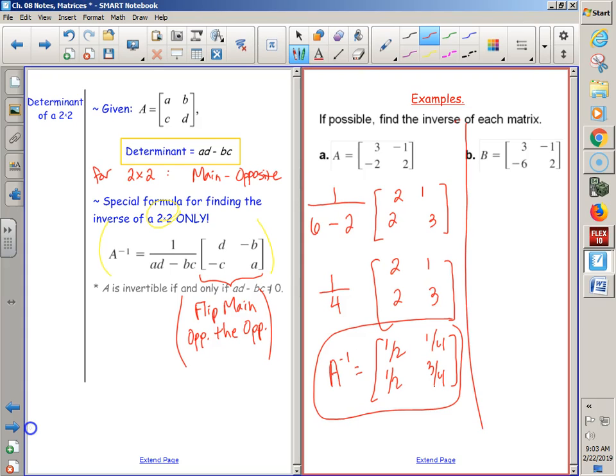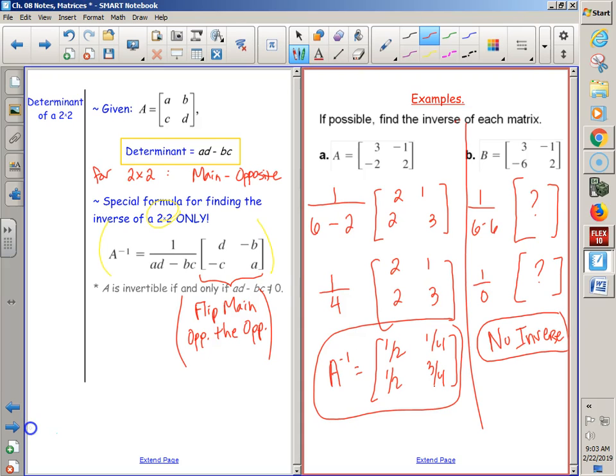How about this guy? 1 over 6 minus. Uh-oh. There is no determinant because is that going to exist? One over 0 is undefined, so we say no inverse. And what's that snazzy vocab term from yesterday that described any matrix, square or non-square, whose inverse does not exist? If the inverse does not exist, it's a lone wolf. Singular.